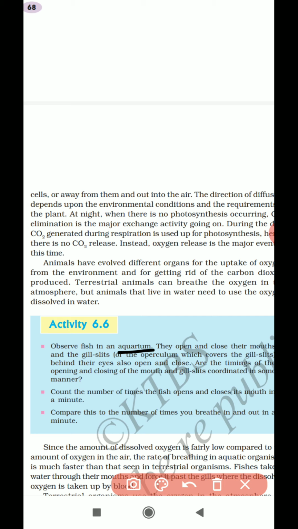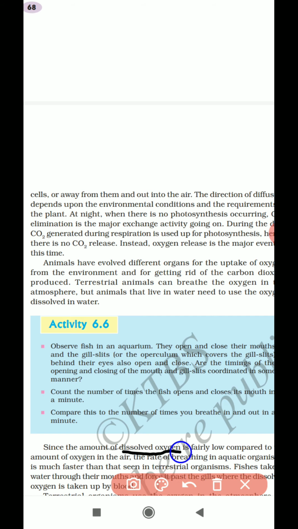When you see those animals which live in water, especially the fish, they will always open the mouth and close the mouth. Why do they do so? They constantly open the mouth and close the mouth. In the sense, why are they doing that? They take in the oxygen which is present in the water. Yes, water also contains oxygen. So oxygen present in water is called dissolved oxygen.